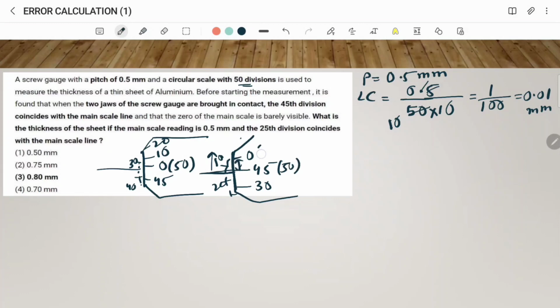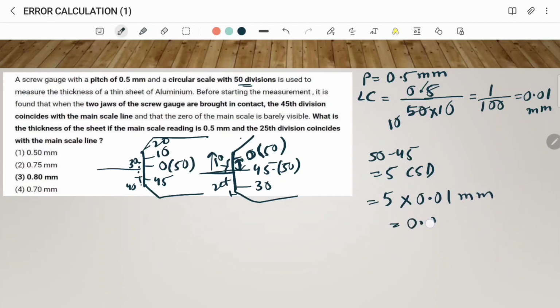This is 50, so 50 minus 45, because 0 and 45, 0 and 50 is the same thing. So 5 circular scale divisions, and that corresponds to 5 into the least count, which is 0.01 millimeter, or 0.05 millimeter. This is our error, and our error is a negative error.